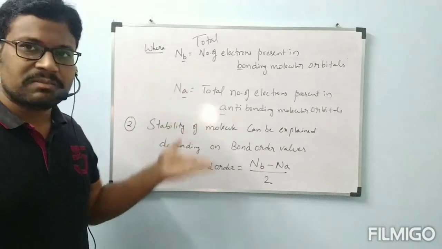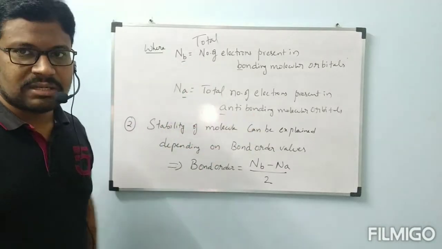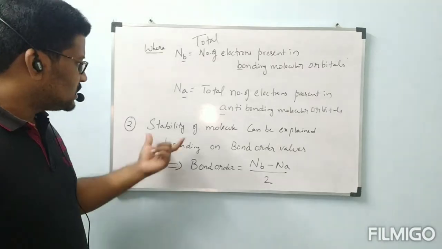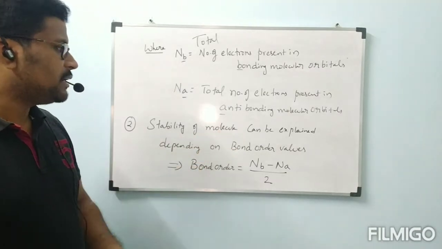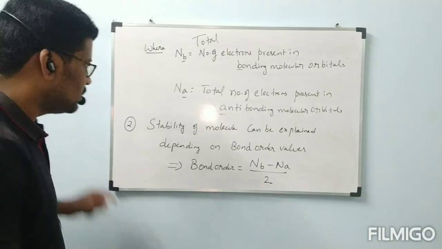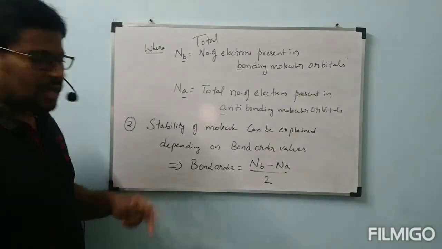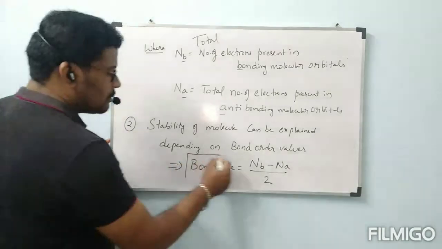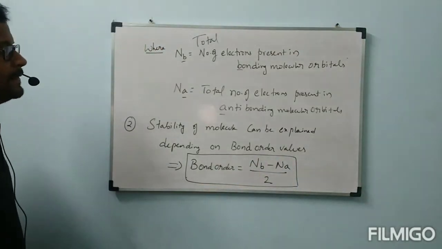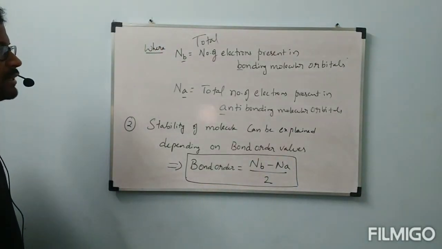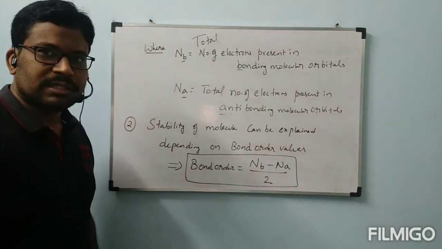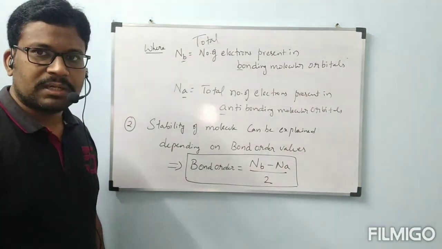But before that, these are the points useful for your next examples. That's why first write the points, all of you, neatly. Stability of a molecule can be explained depending on bond order values. Now we will see in what way stability can be explained. Note down clearly and keep it in a box, all of you. Nb is equal to the total number of electrons present in bonding molecular orbitals. Na is equal to the total number of electrons present in anti-bonding molecular orbitals.